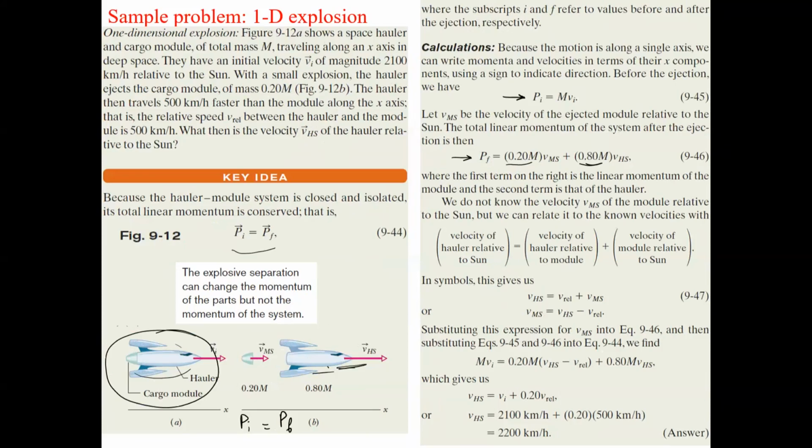I was given the hauler travels 500 kilometers per hour faster than the module along the x-axis. So the relative speed between them is 500. So here I had to use some relative speeds. So I wrote it down. I said the hauler relative to the sun or relative to the sky, its speed is the hauler relative to the module plus the speed of the module relative to the sun. So I got this relationship between them. If I already had this speed given to me, the problem would have been easier, okay? I'll work through this next time. Maybe we should stop for today.